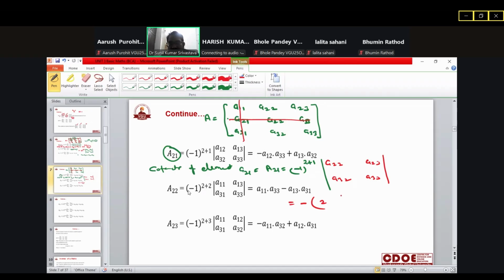Sorry, this is A12 into A33 minus A13 into A32. This is the value of that. In this way, we can find the value of this one. So for each and every element, you can compute the cofactors. For every element, suppose we have a 3 by 3 matrix, for all of these we have to find the value.